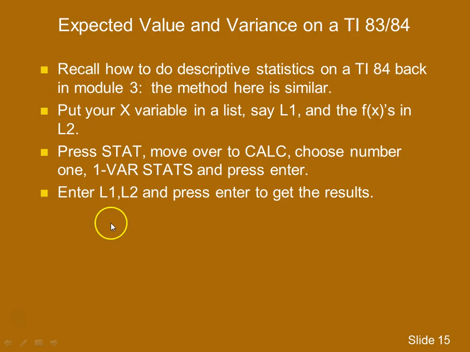The calculator realizes since you pressed 1 variable stats that you really only have one variable, so it will assume that what's in L1 is your variable, and when it sees that you put L2 in there, it knows that those become the weights for the calculation. And this will give you the mean and variance, and I believe the mean and standard deviation actually.